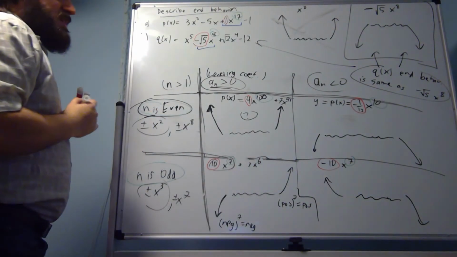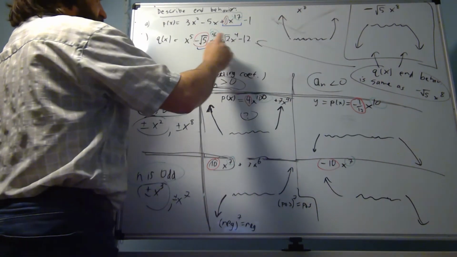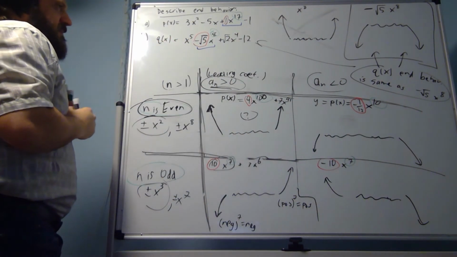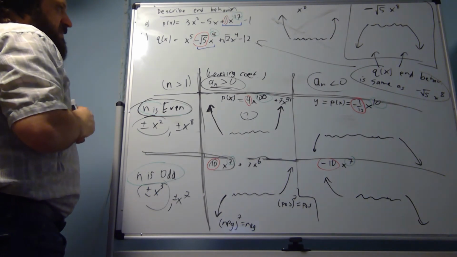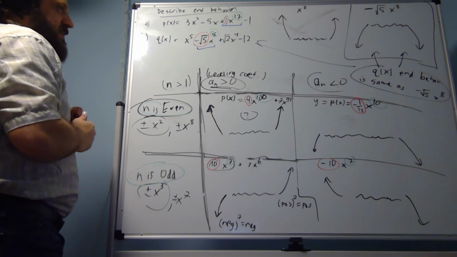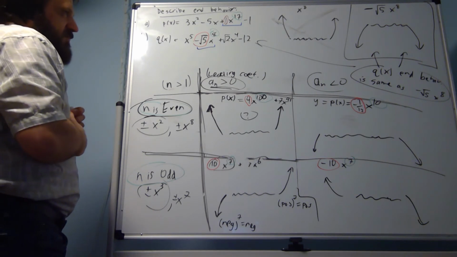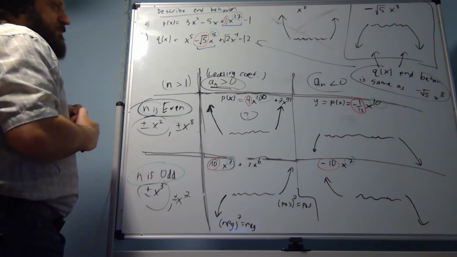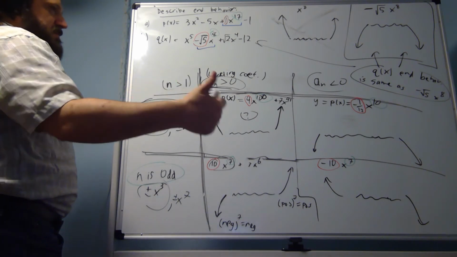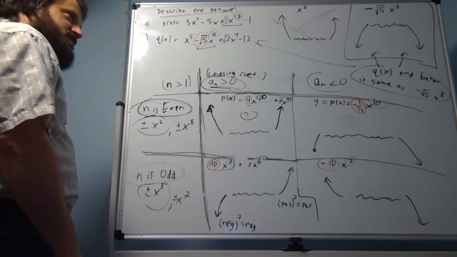Okay, that's a correct statement. x to the 8th behaves like this. That's a true statement, but the question is not x to the 8th. The question is, how does x to the 5th minus root 5 times x to the 8th plus root 2 times x to the 4th minus 12 behave for extremely large positive and negative x values?